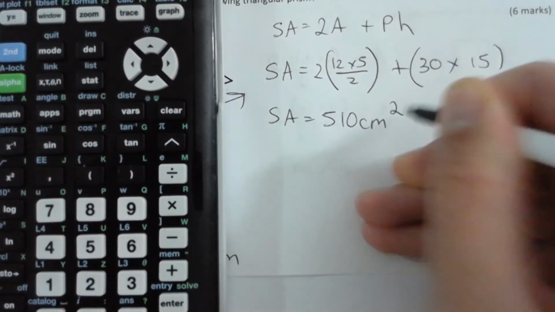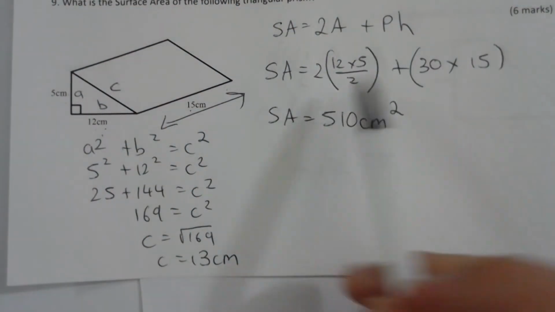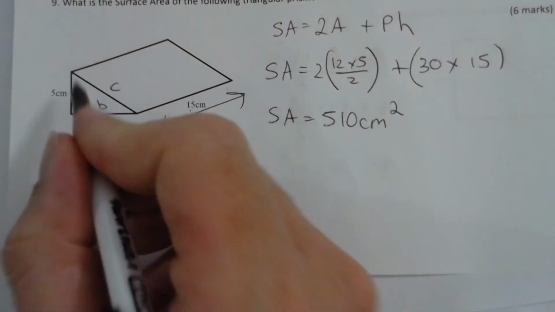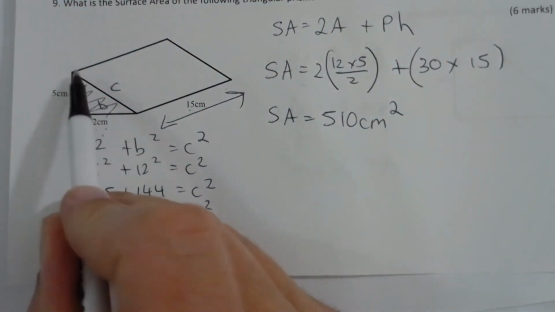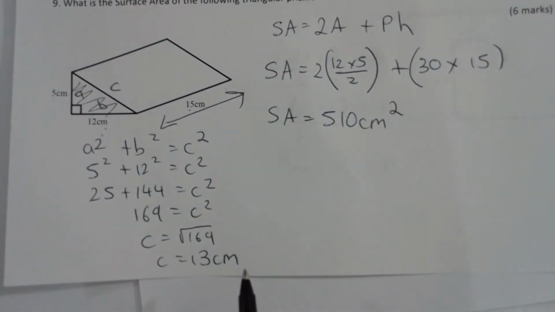510 square centimetres. So 2 lots of the area, which is the front and back, plus the perimeter times the height, which will give us the surface area of this triangular prism. So that's some shape questions on year 9.